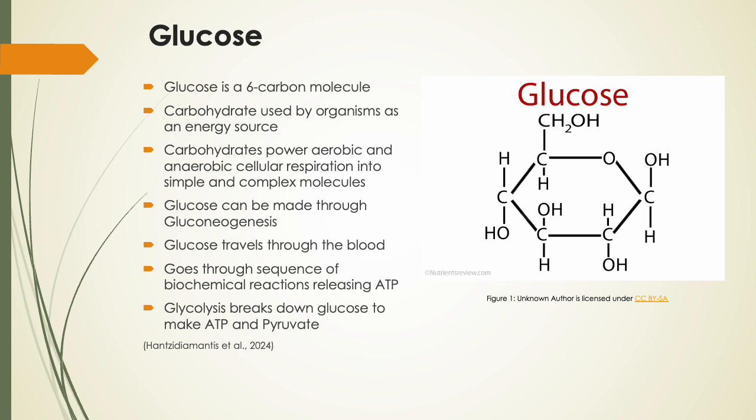Glucose can be made through gluconeogenesis, a process involved in the breakdown of proteins and fats. There are several ways to make glucose, which is very important in maintaining homeostasis. In the body, glucose travels through the blood to tissues needing energy. Then it goes through a sequence of biochemical reactions, releasing energy as adenosine triphosphate, ATP.